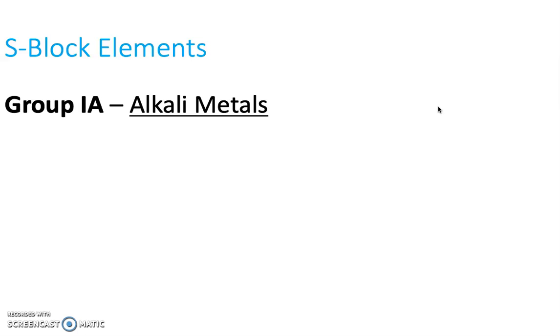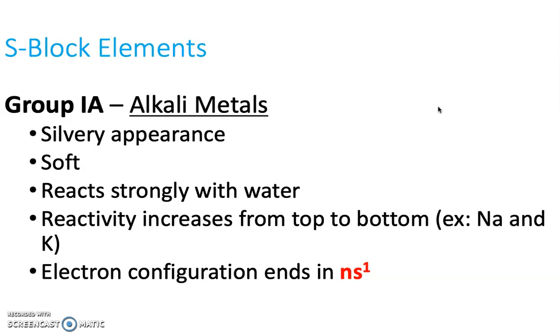Group 1A are called the alkali metals. They have a silver appearance. They're soft. They react strongly with water. And as you go down the group, the reactivity increases. So, for example, sodium and potassium. Sodium is not as reactive as potassium. Potassium is way stronger. And all the elements in group 1A have an electron configuration that ends in S1.